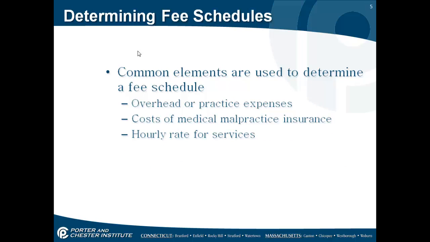Determining fee schedules. Common elements are used to determine a fee schedule. The overhead or practice expenses, this would be rent, equipment, utilities, etc. The cost of medical malpractice insurance. The hourly rate for services. This is determined by the skill and training required for the procedure. The more extensive a procedure, the higher the rate of service would cost.